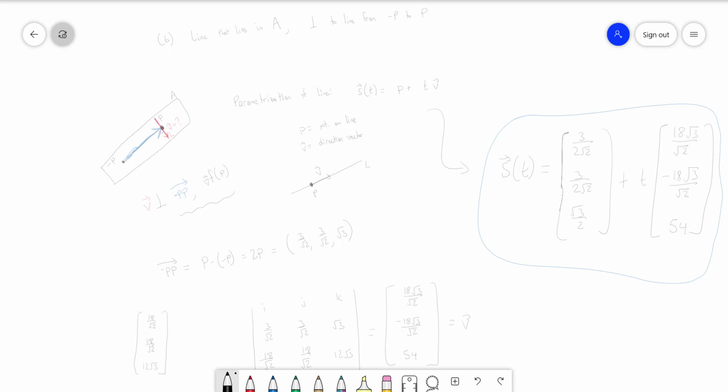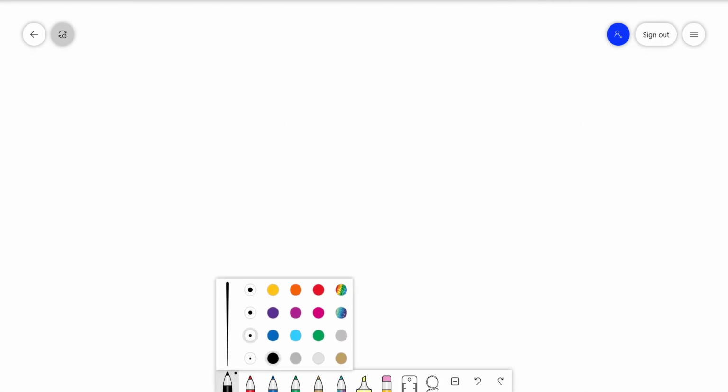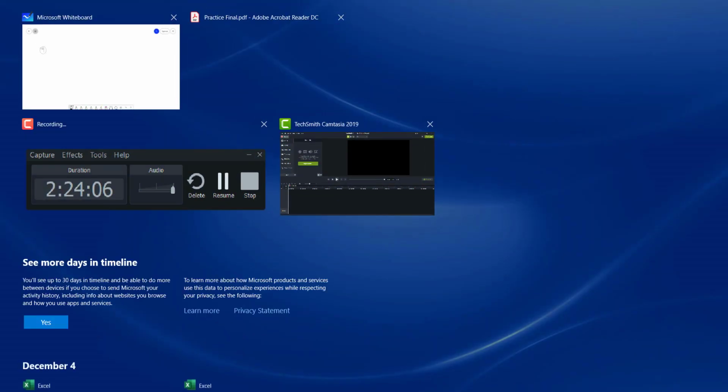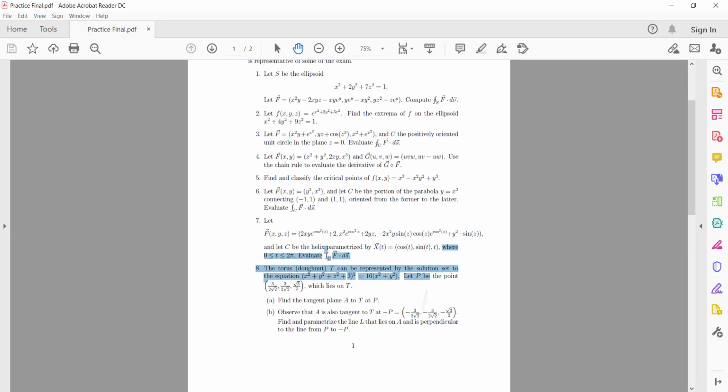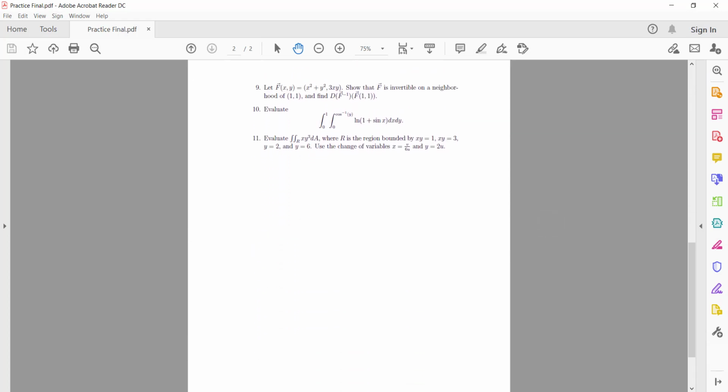All right, so now that we've taken care of that, let's move on to problem number 9, which I'll just do over here. Let's look at number 9, which is going to be concerning the inverse function theorem.